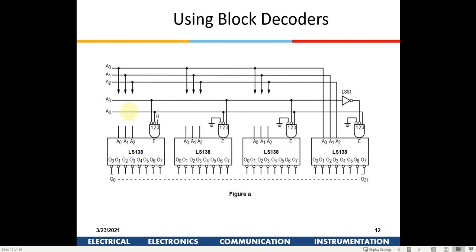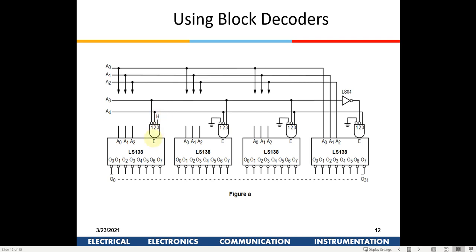By connecting the appropriate signals out here, if A3 is 0 and A4 is 0, in that case this chip will be selected because there is a bubble out here. So this chip will be selected, and the G1 pin you need to connect to high.